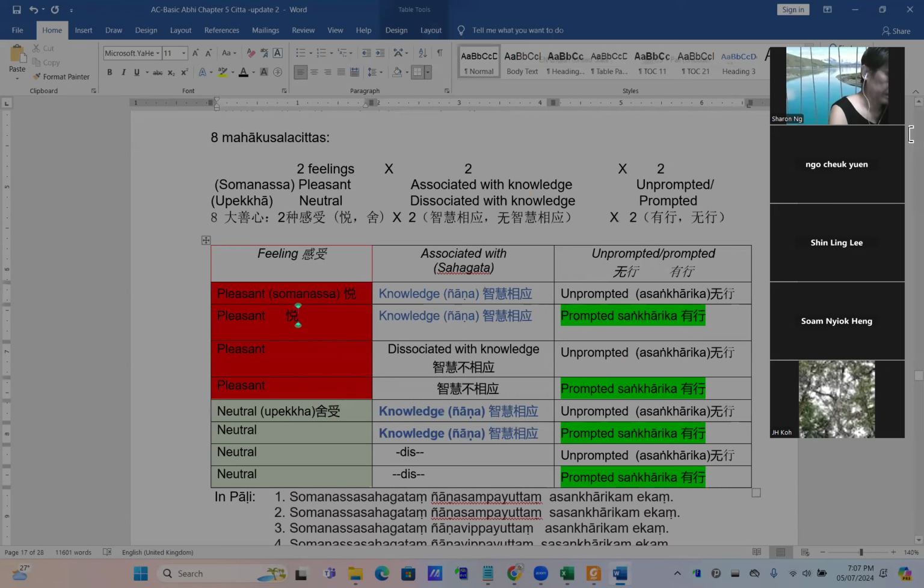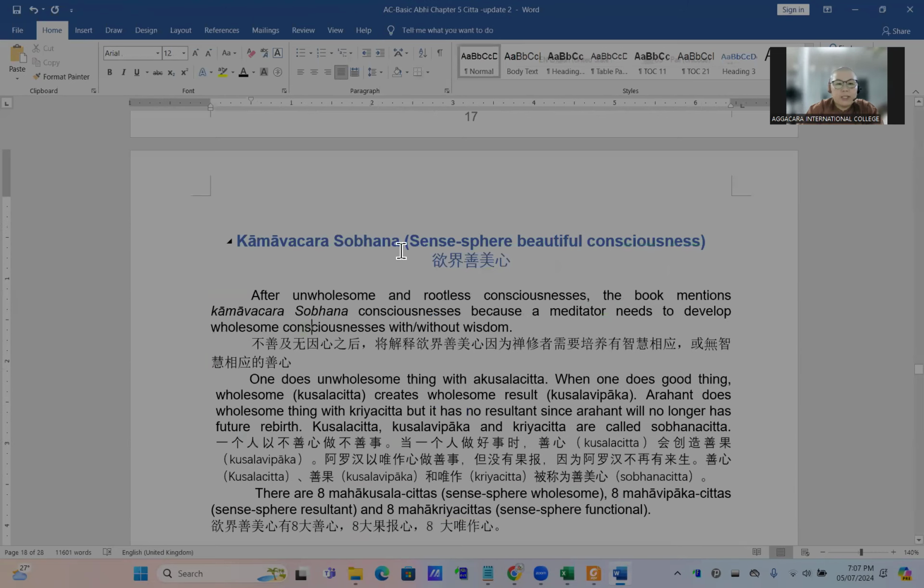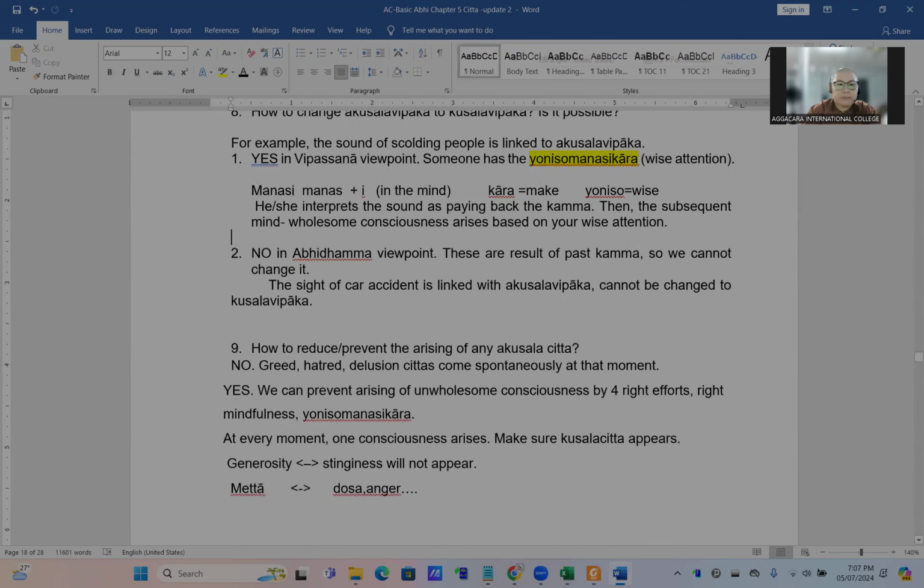Okay, now we are at something we call Kamavacara Sobhana. Kama is sense, normal things. Normally you come across the word kama in terms of the sensual pleasure world. Here it is only sense. Avacara, when you combine a and a, becomes a long a. Avacara means sphere, the plane of existence, and sobhana means beautiful consciousness.